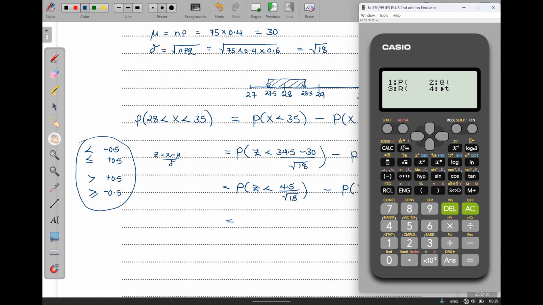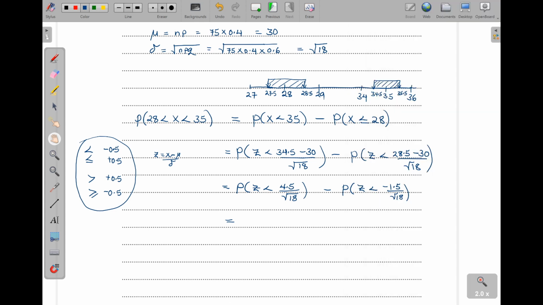But option 2 is from the middle 0 to the Z value. Now let's take the P, which is for less than. Then I'll just put 4.5, then divide by the square root of 18. It gives me 0.85558. When you are reading from the table, you read only 4 decimal places. The calculator I have here gives me up to 5.